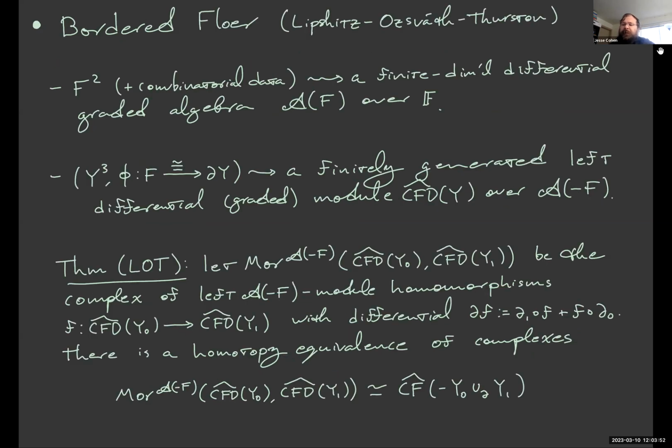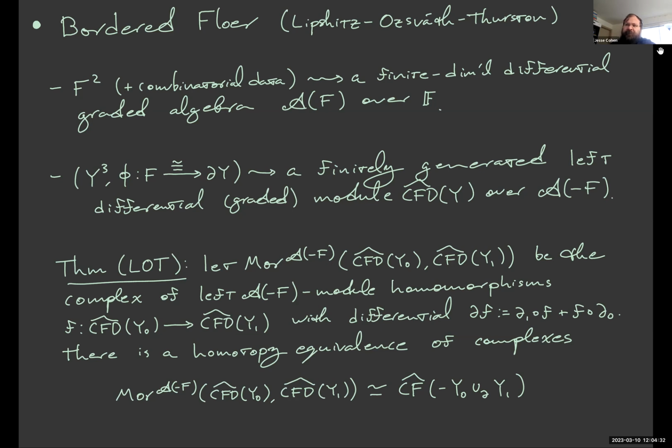Bordered Floer homology, which is due to Lipshitz, Ozsváth, and Szabó, associates to a surface plus some combinatorial data a finite dimensional differential graded algebra A of F over F2. And in its simplest form, to a three-manifold with boundary parameterized by F, it gives us a finitely generated left differential module over A of minus F. And the fact that we're working with A of minus F is actually important, so I'm going to emphasize that here.